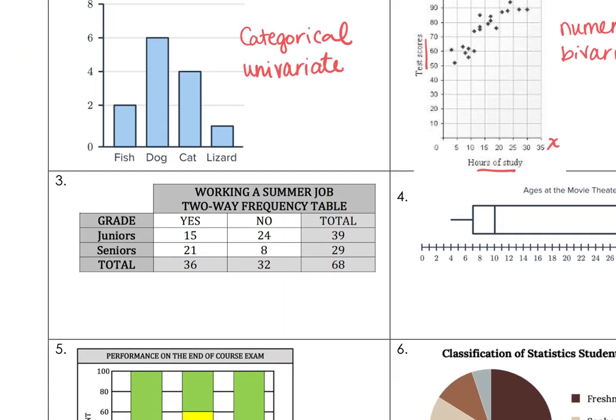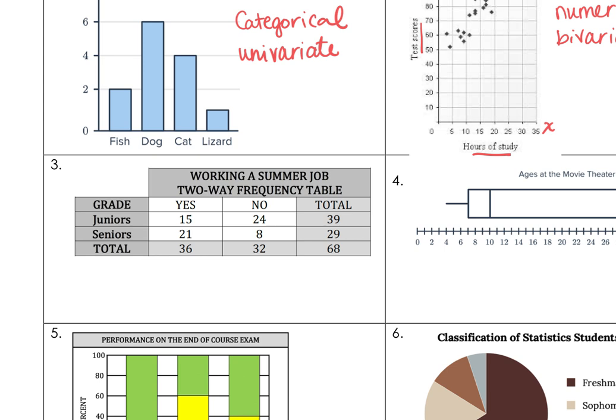All right, number 3, our data display is a 2-way frequency table, and what we were collecting data on is working a summer job. You can see we asked juniors and seniors, so we had 2 different grade levels, and then do they have a summer job? Yes, or no. So would we say that this data is categorical or numerical?